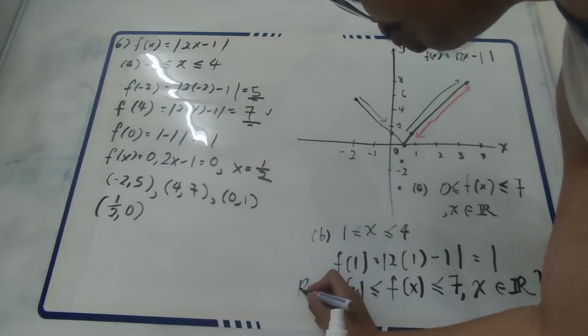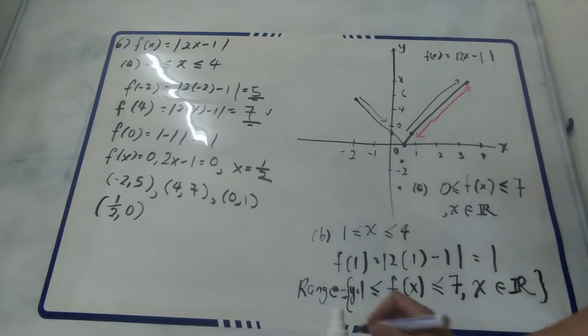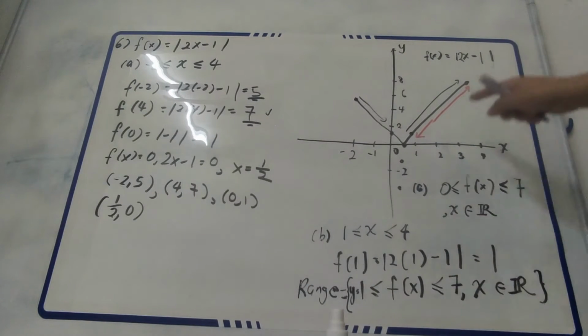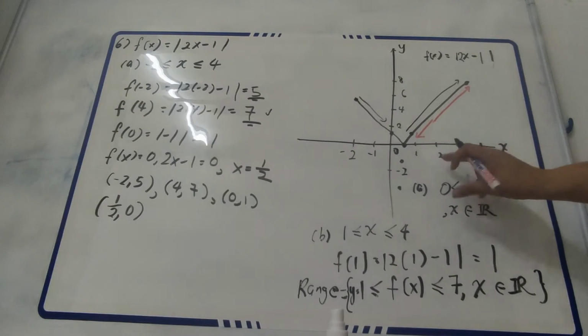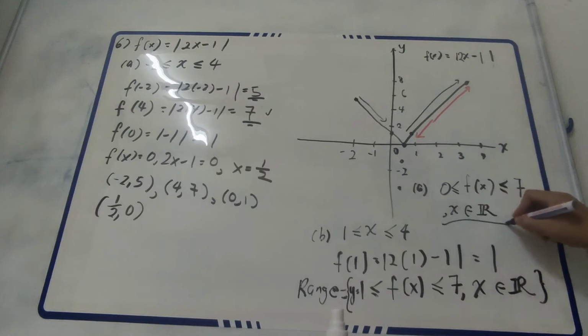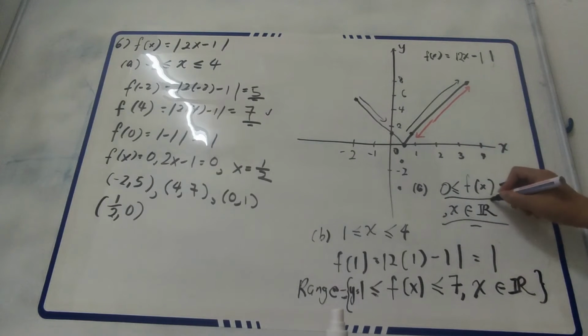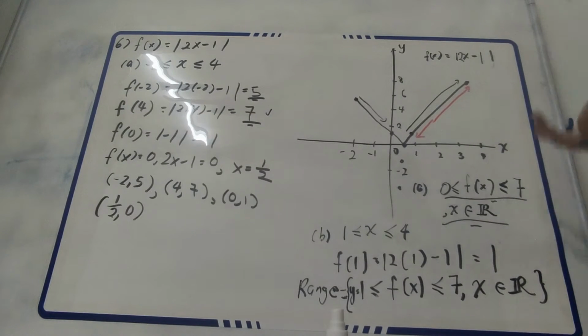So this is the range. Normally if you can write in these terms, it's already considered correct. You must have a range and also state the x for the integer or real number. So this is how you solve question number 6.